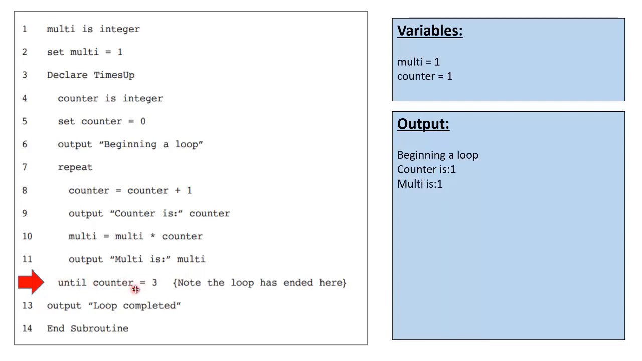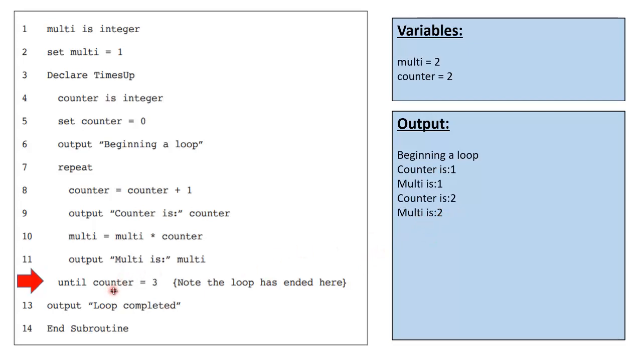Line 12, until counter's 3, well counter's currently 1, so we know we've got to go back around the loop again. So counter is now going to be counter plus 1, so counter now goes up to 2. We now output counter is, and obviously output counter is 2. We then do the multi line, which is multi times counter, so now we've got 1 times 2, so therefore multi now becomes 2. Next line down, we're outputting multi is multi, so we're now doing multi is 2.